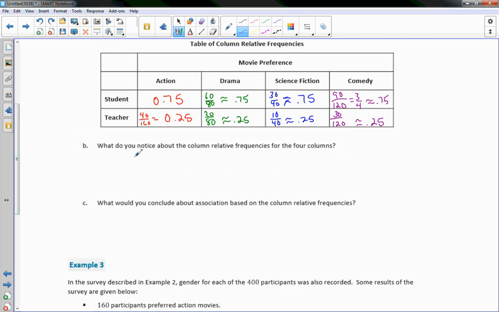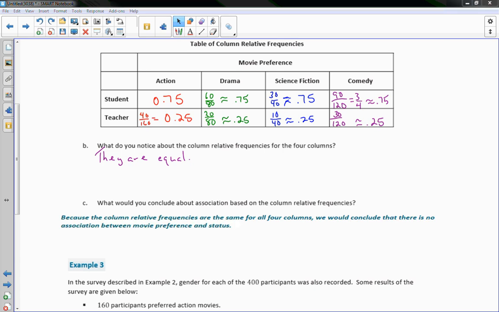Now B says, what do you notice about the column relative frequencies for the 4 columns? Okay, and I would say they are equal. And of course you should say the relative frequencies for the 4 columns are equal. C, what would you conclude about the association based on the column relative frequencies? Okay, so to answer that, we say because the column relative frequencies are the same for all 4 columns, we would conclude that there is no association between movie preferences and status.